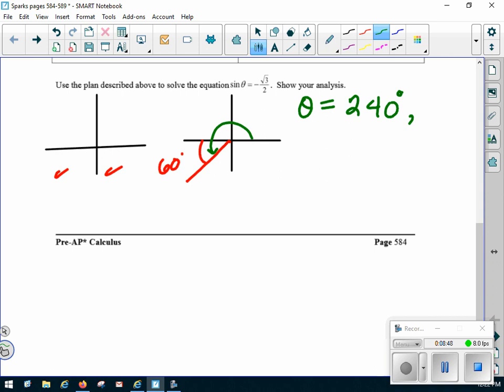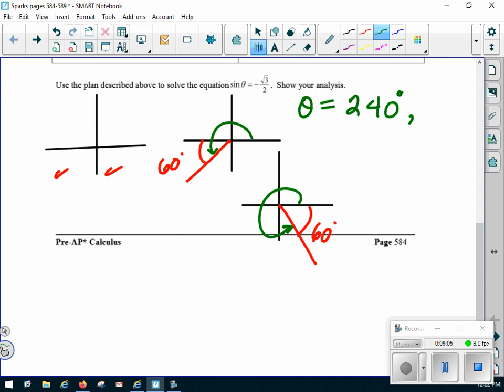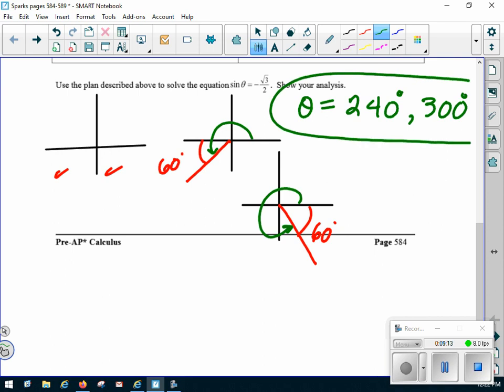Now we're going to do the same thing, but we're going to do it in the other quadrant, quadrant 4. Now I need a reference angle of 60 degrees in quadrant 4. So I need that angle. 300 degrees, and there are your answers. And yes, it's that easy.